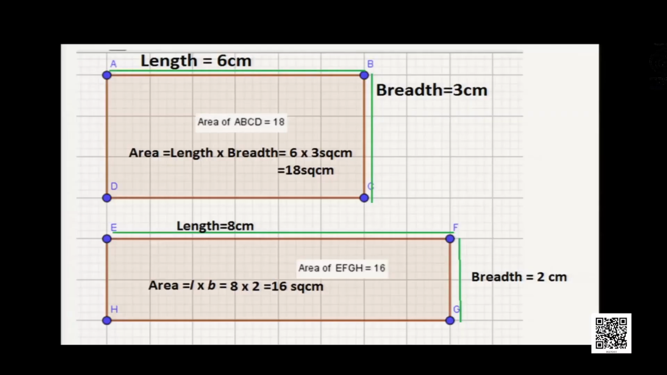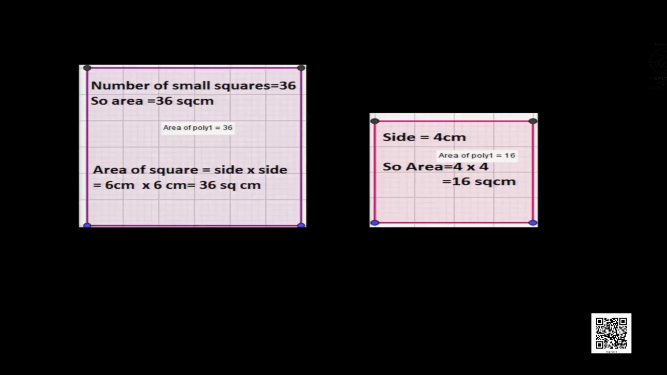Let me take another example. Here, I have taken another two rectangles, length 6 centimeter and breadth 3 centimeter. So, how many squares is it occupying? Calculate. 1, 2, 3 and 3 into 6, 18 squares. So, its area is 18 square centimeter. And the below rectangle EFGH has length 8 centimeter and breadth 2 centimeter. So it is covering 16 smaller squares and its area is 16 square centimeter.